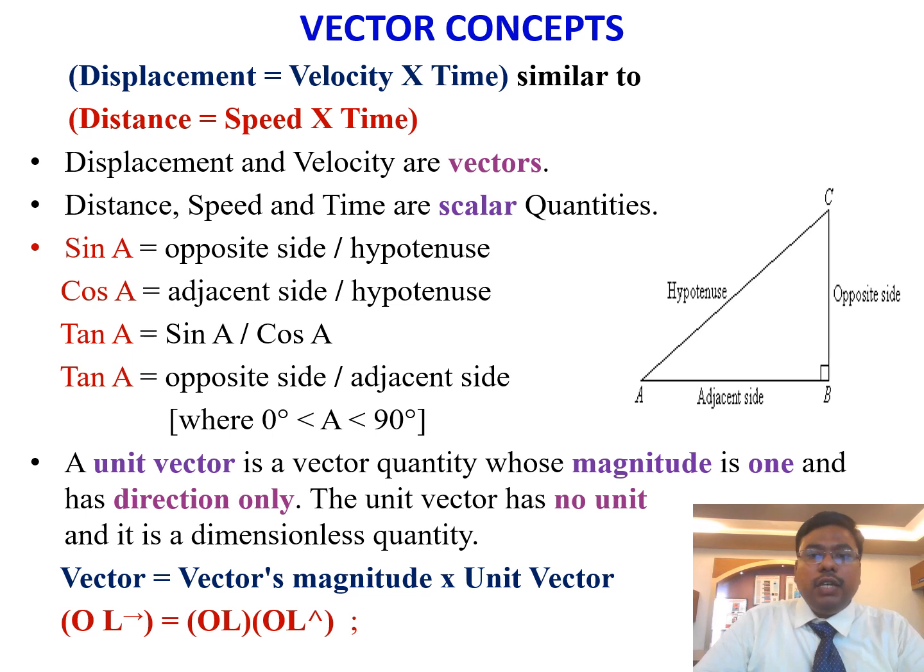So displacement is equal to velocity into time taken, which is similar to distance is equal to speed into time taken. Displacement and velocity are vectors. Distance, speed, and time are scalar quantities.